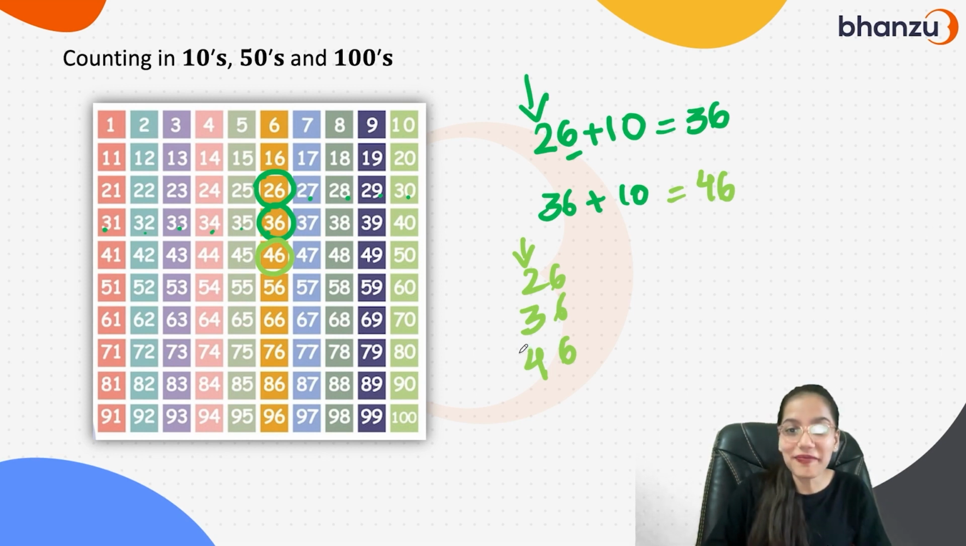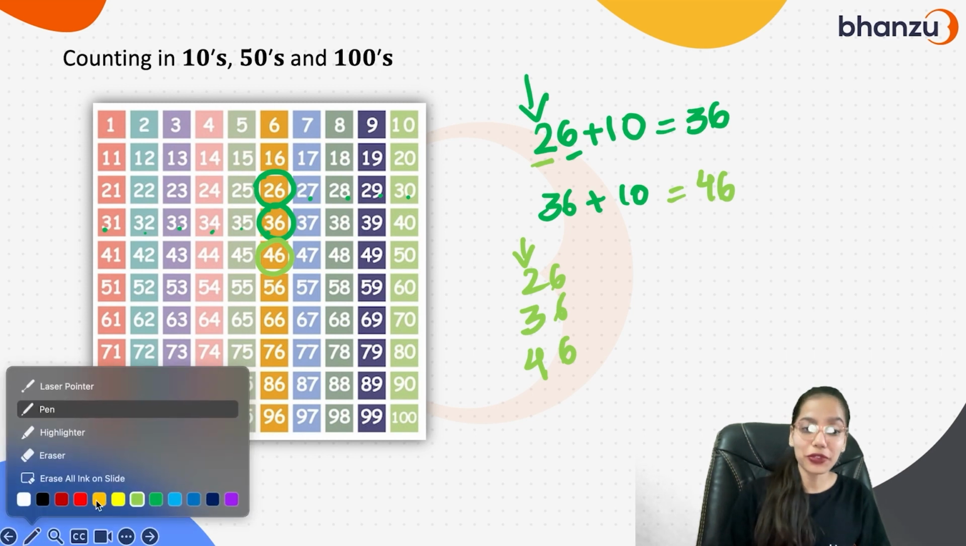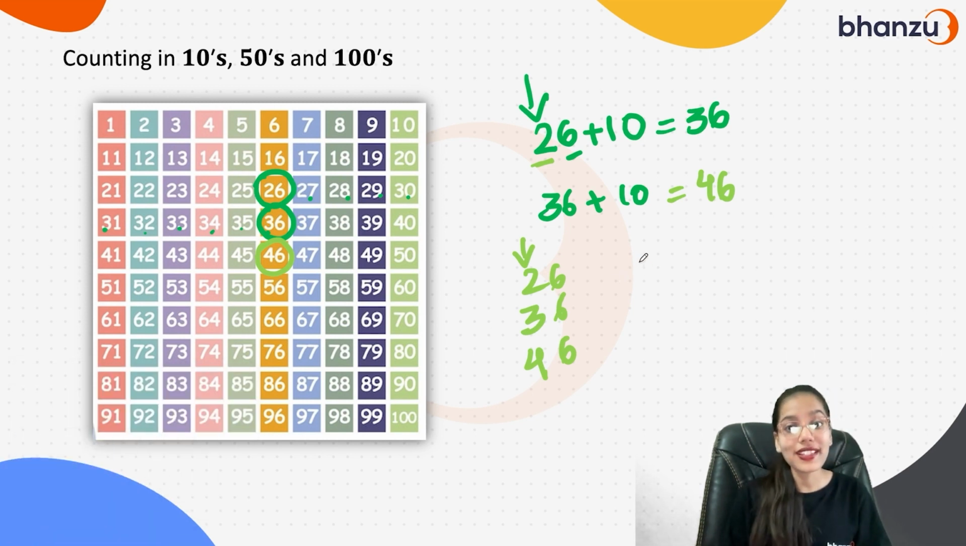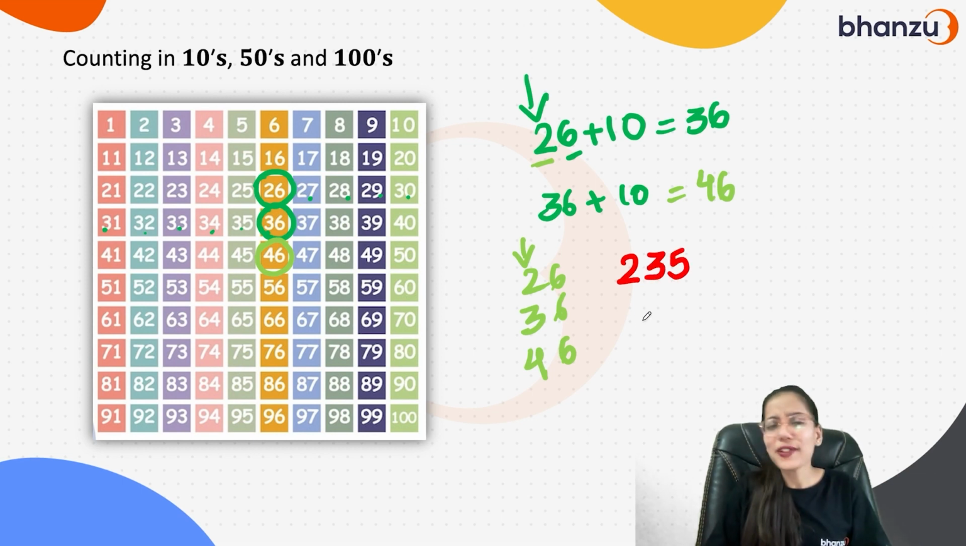It's very simple. All you have to do is remember that when you add numbers in tens, you will always see a change in the tens place value. Got it? That's amazing. Now I have another wonderful question for you. Can you tell me what happens if you're adding 10 to 235? What happens? What is the result?